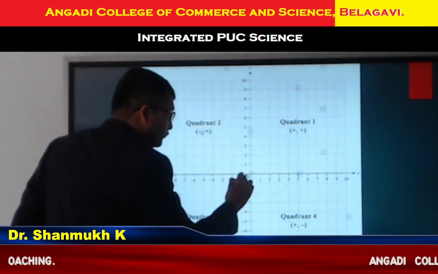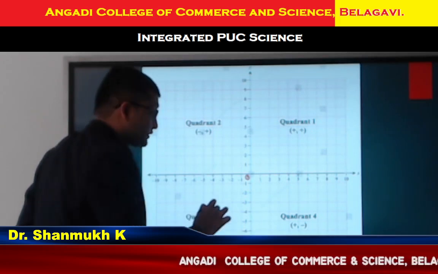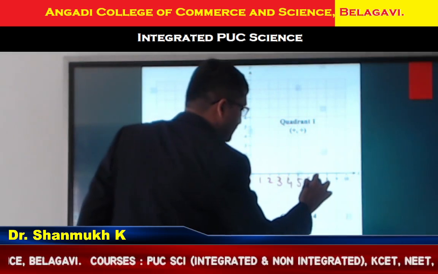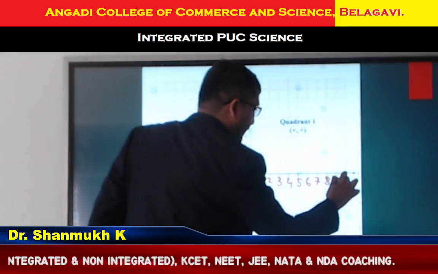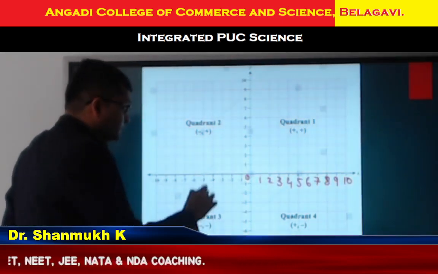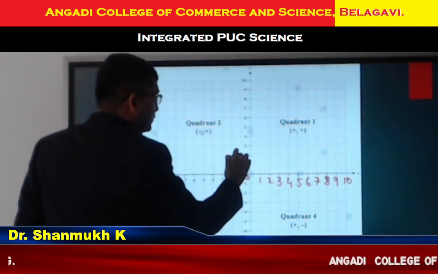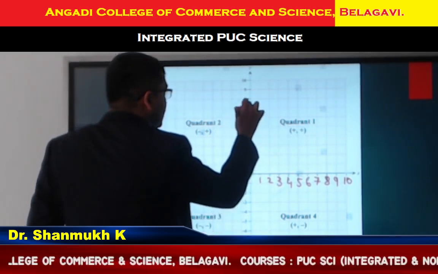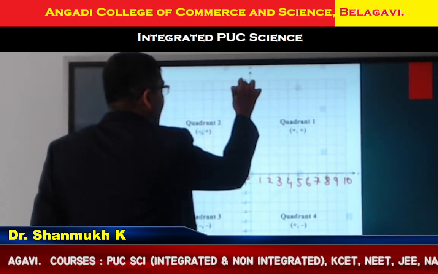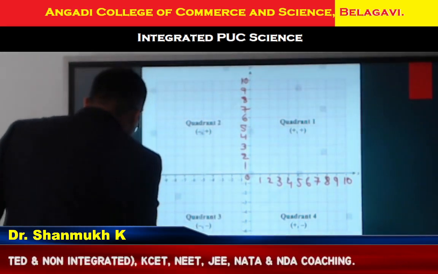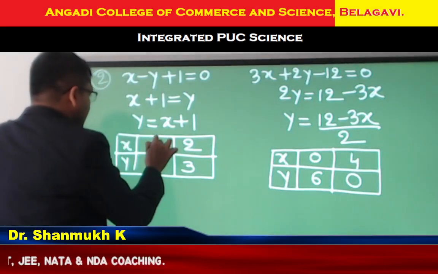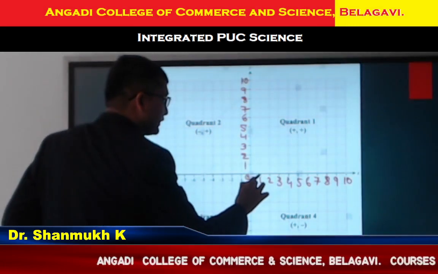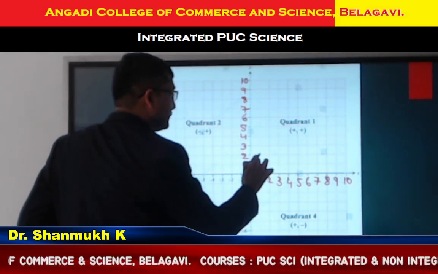Here we observe this will be the origin 0, then 1, 2, 3, 4, 5, 6, 7, 8, 9 and here it is 10. Here we get 1, 2, 3, 4, 5, 6, 7, 8, 9 and 10. 10 values are here. We will observe that x equal to 1, y equal to 2. Both will meet at this point.